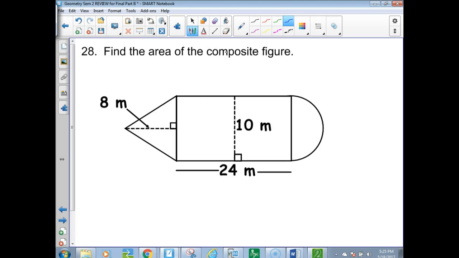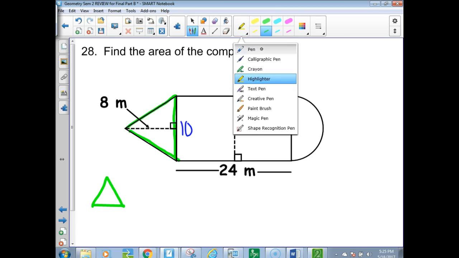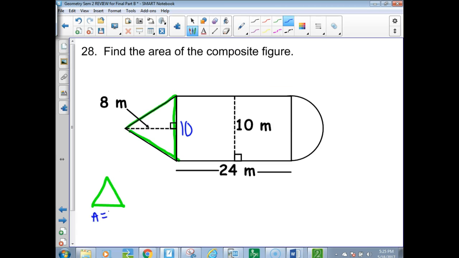Find the area of the composite figure. I see this is 10 right here, so I know that's 10, which is the base of that triangle. So what I'm going to do is make a plan and think about what this is. I've got a triangular shape to find the area of. The formula for area of the triangle is base times height divided by 2. We've been given the height is 8 and the base is 10. So we're going to do 10 times 8 divided by 2, which is 40.